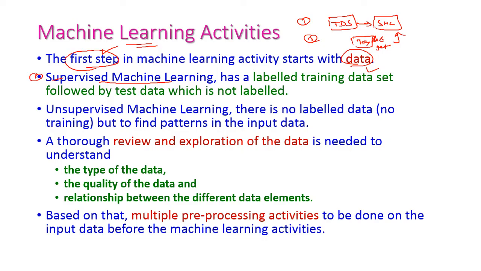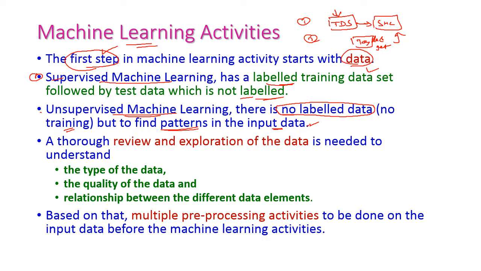For training we have to use the labeled data. For testing, there is no need to give the label, the model will find the label of the given data. So this is called supervised machine learning. When it comes to unsupervised machine learning, there is no labeled data, that is, the input data does not have any label, and no need of training. The model needs to find the pattern of the input data.